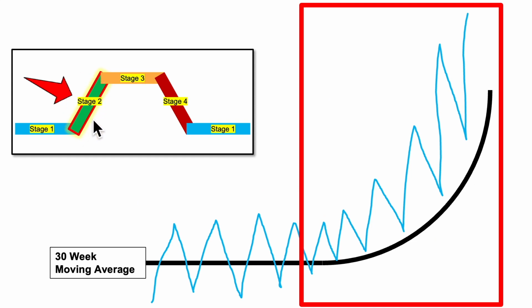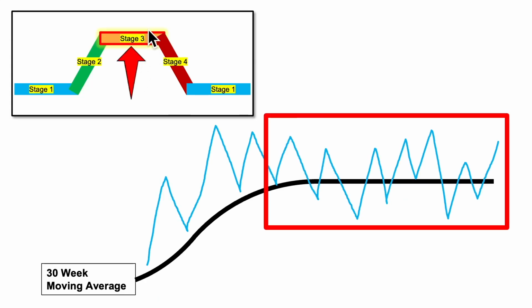In stage 2, we will start to see the 30-week moving average start to curve upwards, and price will start to bounce off the 30-week moving average as price moves higher and higher. In stage 3, we will start to see that the 30-week moving average will start to flatten again, and the price that once bounced off the 30-week moving average during stage 2 will start to cross the 30-week moving average in a sideways manner as in stage 1.